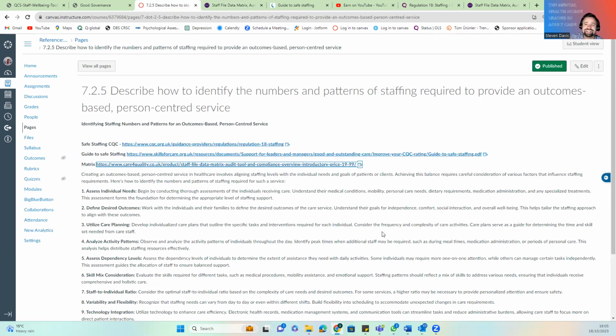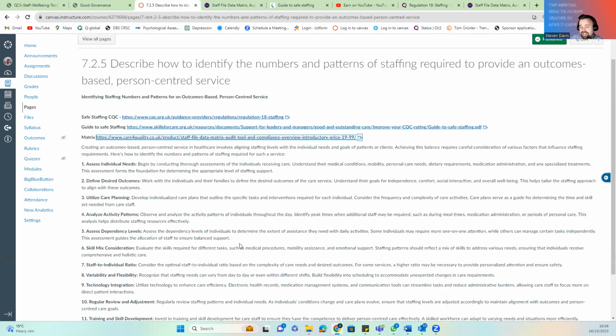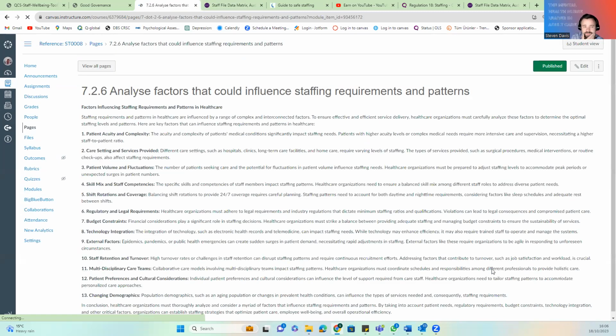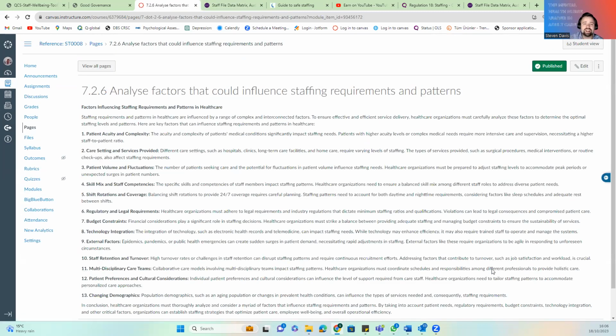It's about meeting needs. So if you've got complex care, then you're going to need that there. So bear that in mind. So hopefully that helps. So analyze factors that could influence staffing requirements. Well, factors. So when you look at your incident reports, accident reports, ABC forms, staff matrices and competencies, there's a lot of factors that could influence what you need. So it could be clinical skills.